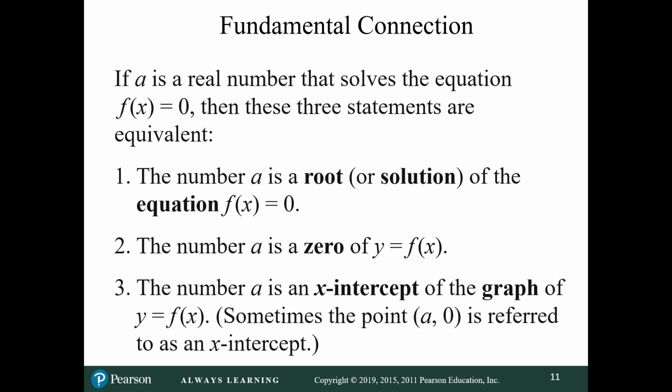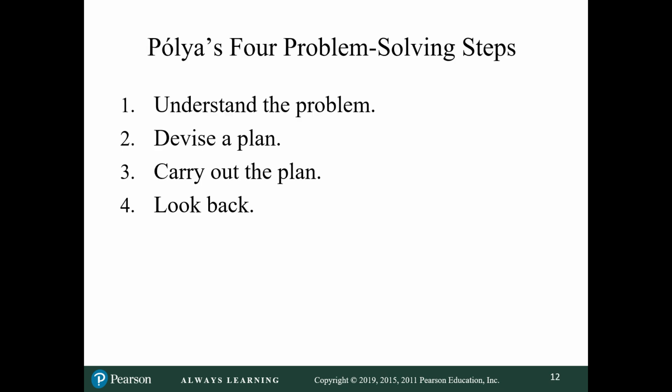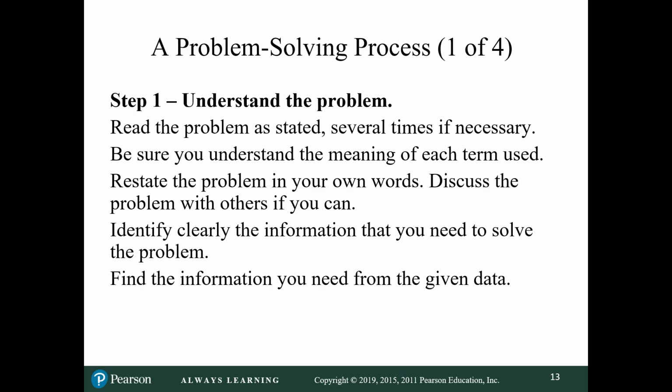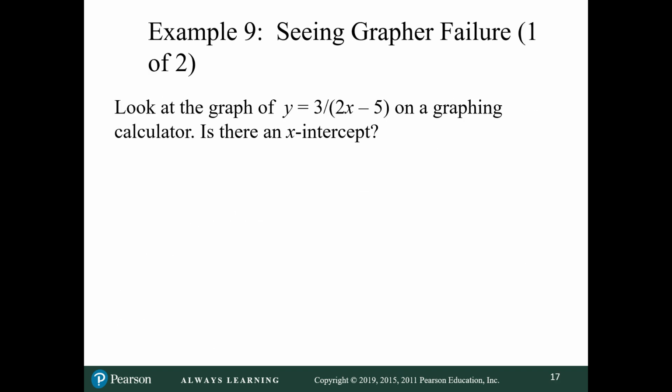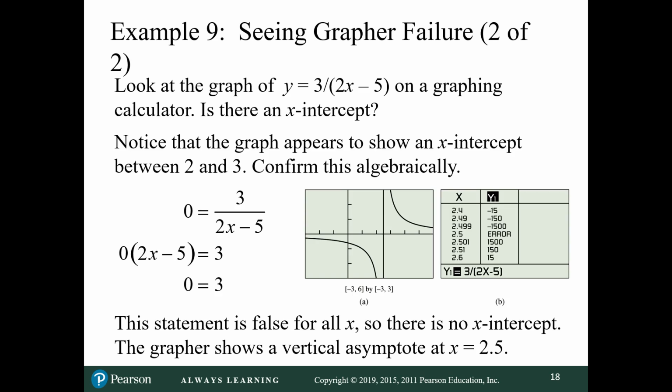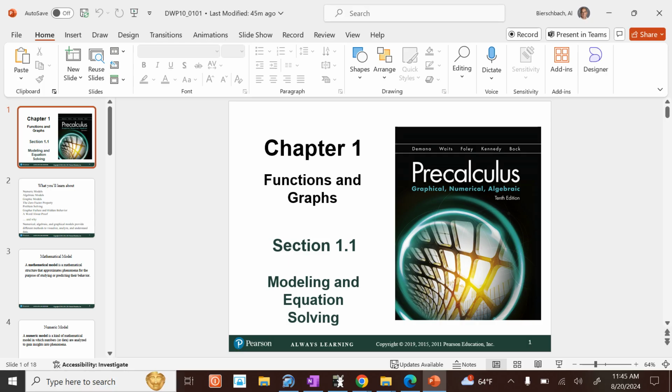Okay, so a solution is where a function is equal to 0. Okay, where it crosses the x-axis. And so an x-intercept is where it crosses. Four-step problem solving plan: understand the problem, devise a plan, carry out the plan, and then figure it out. Okay, I don't think that's very important. Yeah, we'll call that good.